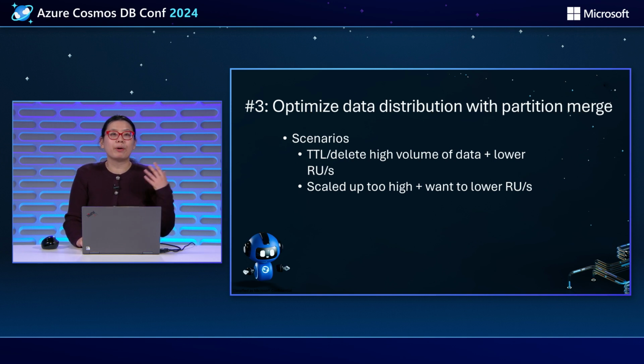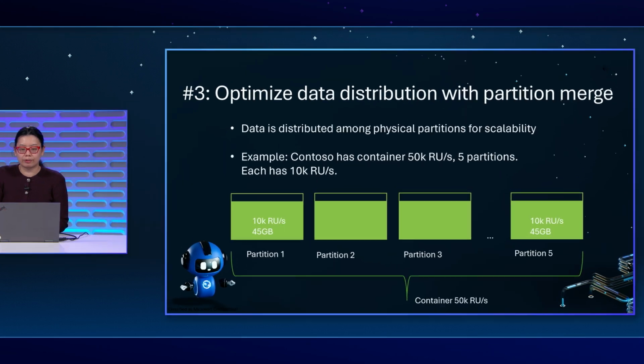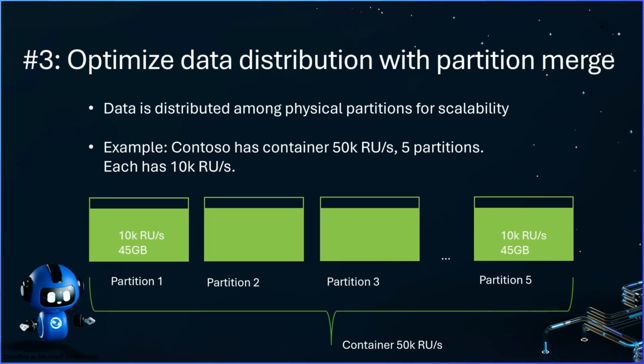So let's take a look at how Partition Merge can help with both of these scenarios. As a recap, Cosmos DB distributes our data across all the physical partitions in order to guarantee scalability. For example, here I have a container with 50,000 RUs, and the data is currently stored among 5 physical partitions. This container is pretty well utilized. Each partition is pretty full. It has around 45 GB of storage in it, and everything is great.